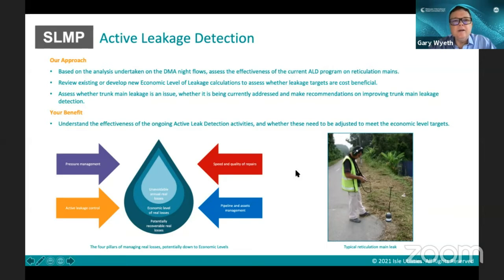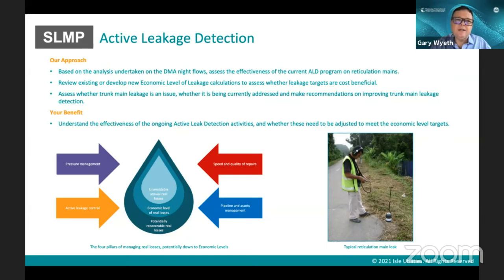Of course, we've got to balance how much it costs to do this active leak detection with how much water is being lost. There are some utilities in, let's take Australia, for example, where they don't actually do much active leak detection. And this is because their tariffs are a lot higher, which means that they do a lot more pipe replacement work because they can afford to. And so they don't have as much leakage.